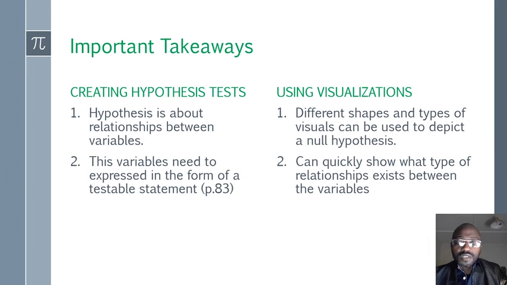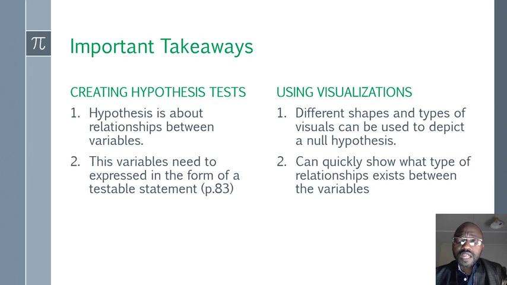The other bit there is the visualization. Point one there is that different shapes and types of visuals can be used to depict a null hypothesis. So we've looked at bell curves, a very steep bell curve and a broad-based bell curve, which between the two of them have different standard deviations. We've also looked at line diagrams and line graphs using correlation to determine how we want to state a null hypothesis, and there are other diagrams out there that can be used to state what a null hypothesis is.